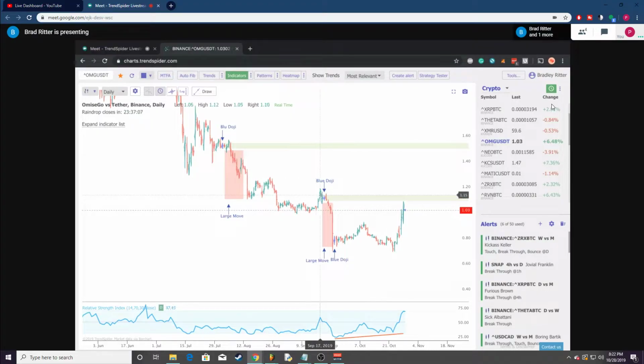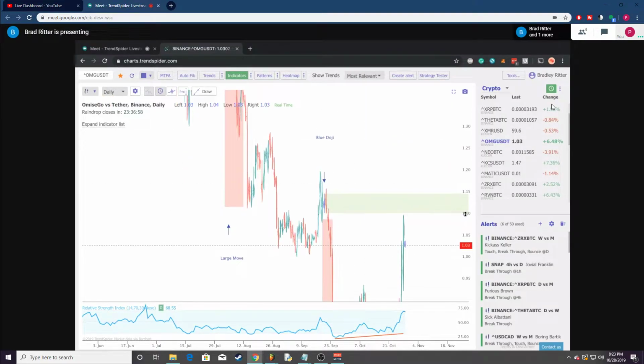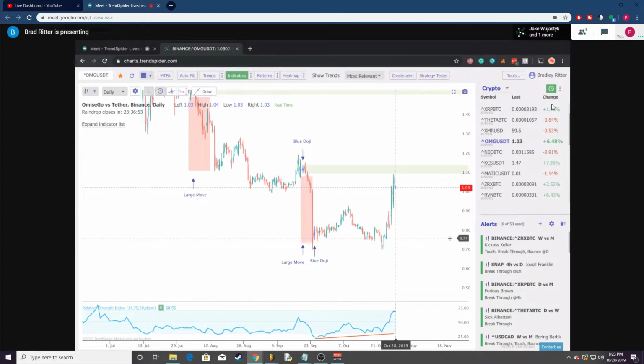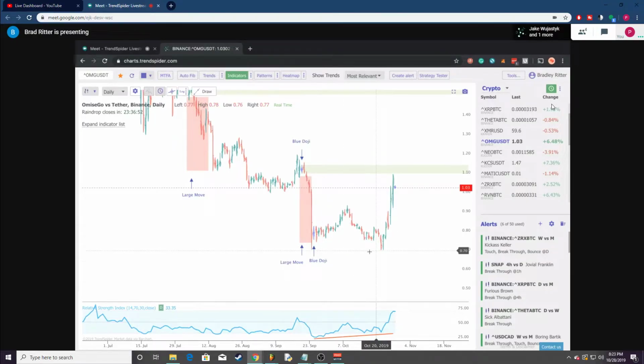But what we'll see here is we're dancing along this level right here: blue doji, big pullback. Blue doji, large move down. We have a blue doji and we have a bunch of days in here where we're just floating around, and we had today into yesterday one of the biggest upside movements that we've seen for a USD pair altcoin in a long time. And this is just a volatility move that is almost identical to both of these measured moves if you look at them.